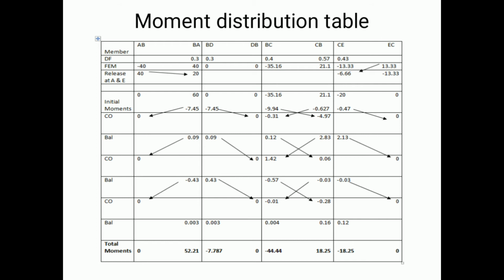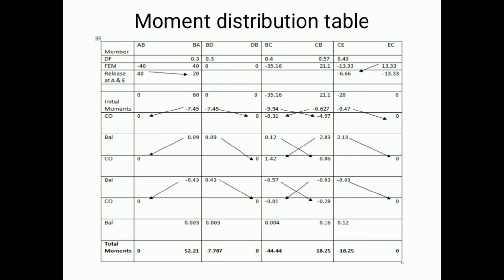So the next step is fixed end moment. I need to write down all the fixed end moments I have got for the respective spans here. So for AB, I have got it as minus 40, BA, I have got it as plus 40. BD and DB, since it was not loaded, the fixed end moments were 0 and 0. For BC, I have got it as minus 35.16, CB as plus 21.1, CE as minus 13.33, and EC as positive variation, that is plus 13.33.